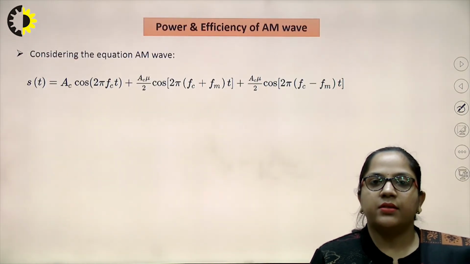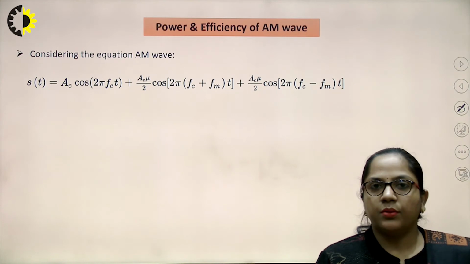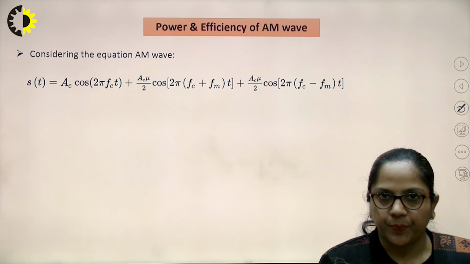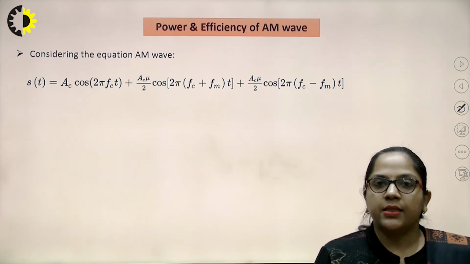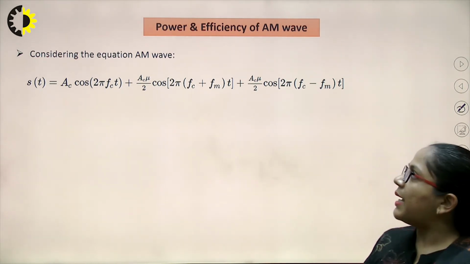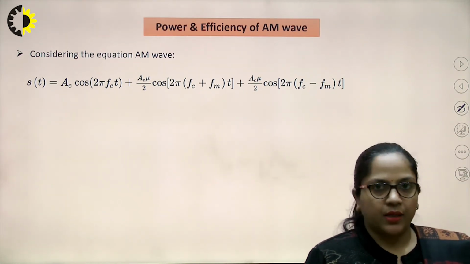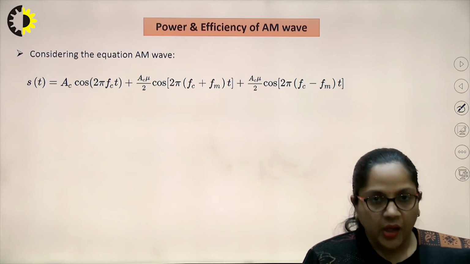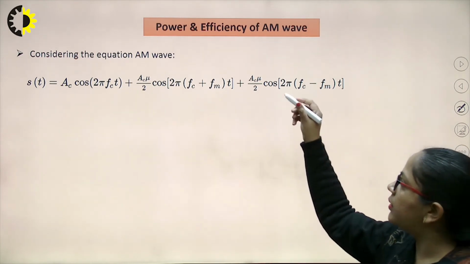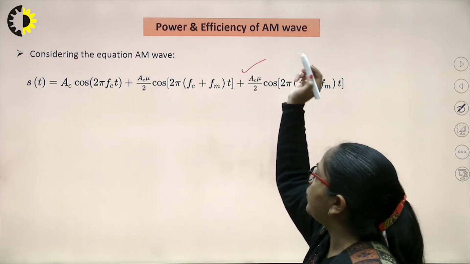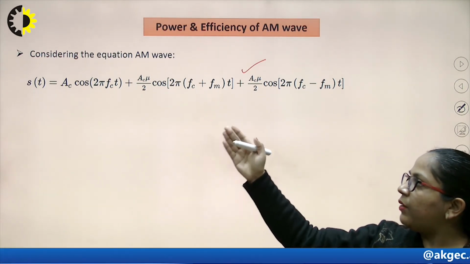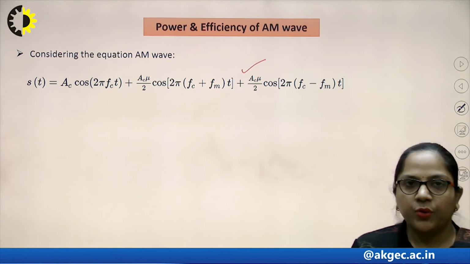So, we have discussed the expression of the amplitude modulated waveform, and the three cases of modulation index in amplitude modulation. Now, let us calculate the power and efficiency of an amplitude modulated waveform. How can we calculate the power of the AM wave signal? Considering the equation of the AM wave that we have just derived, how can we calculate the power of this amplitude modulated waveform?